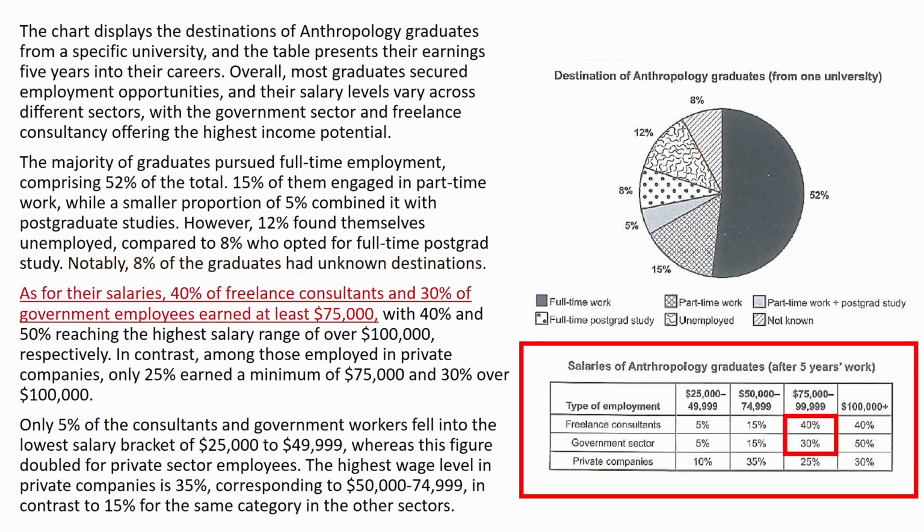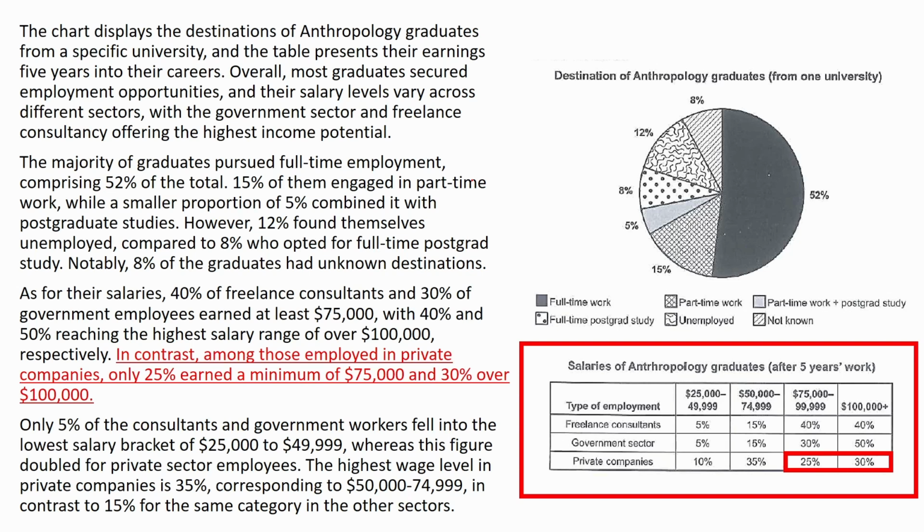Now we get to the table. As for their salaries, so I start with as for to mention the second point. 40% of freelance consultants and 30% of government employees earned at least $75,000, with 40% and 50% reaching the highest salary range of over $100,000 respectively. Now the last two in this part. In contrast, among those employed in private companies, only 25% earn a minimum of $75,000 and 30% over $100,000.